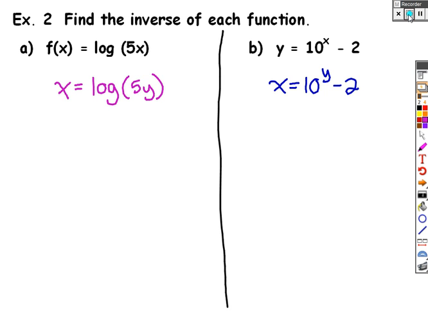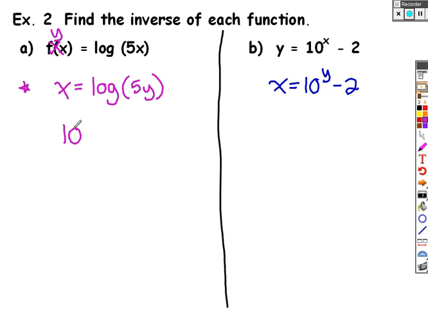So the first thing I do on each of these equations is just switch x and y. And remember, f of x is the same as saying y. So at this point, this is the inverse equation, but I want to write it in y equals form. So if I want to free up that y, well, the inverse of a logarithmic function is actually an exponential function. So this line is saying the same thing as, well, 10 is my base.